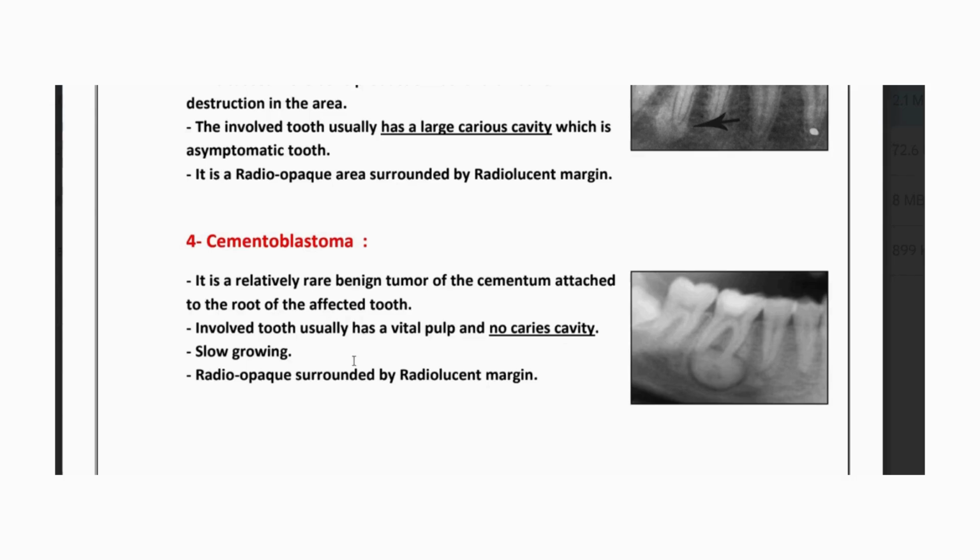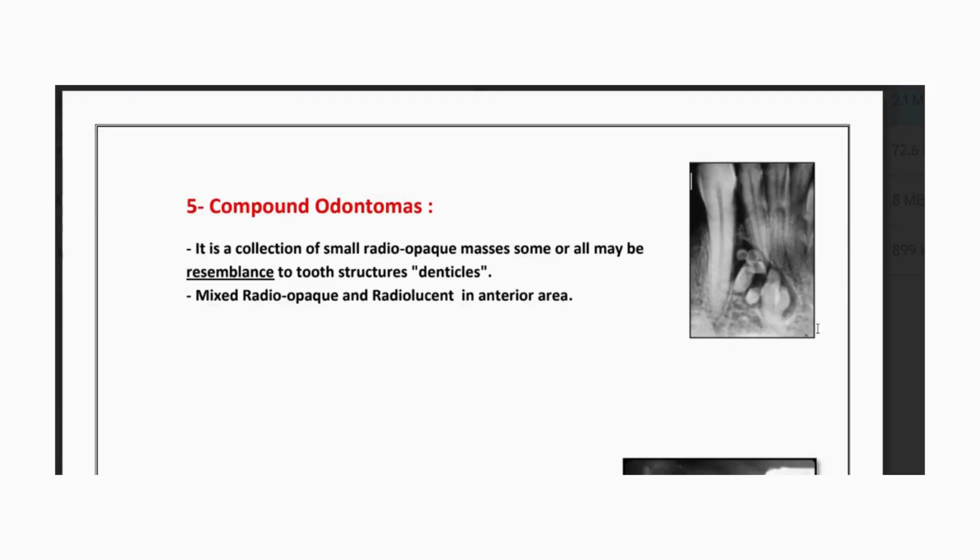Okay, and let's now talk about odontomas. Odontomas are another type of tumor. It may be compound, it may be complex. I'll be discussing both of them here. For this topic, they can give you an X-ray. Can you see the X-ray here? They are showing you the teeth with the roots, and there are a few white dots there. A radiopaque mass is seen.